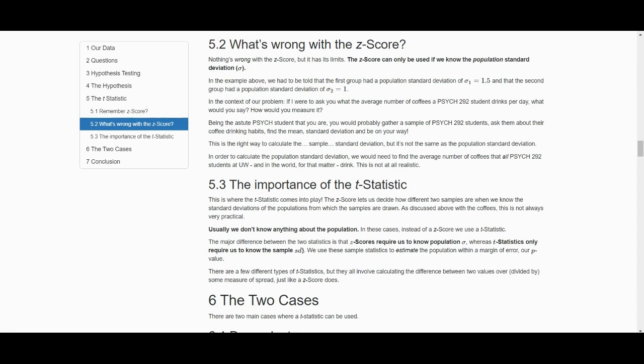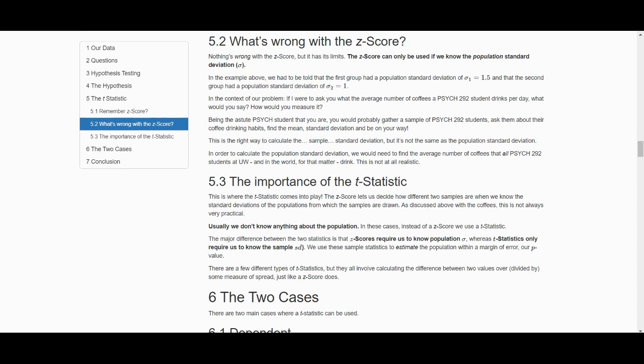But it's not the same as the population standard deviation, because in order to calculate the population standard deviation, again, we would need to find the average number of coffees that all Psych 292 students at Waterloo, and in the world for that matter, drink. So this isn't really a realistic endeavor. And this is why it's hard to actually gain access to those population statistics.